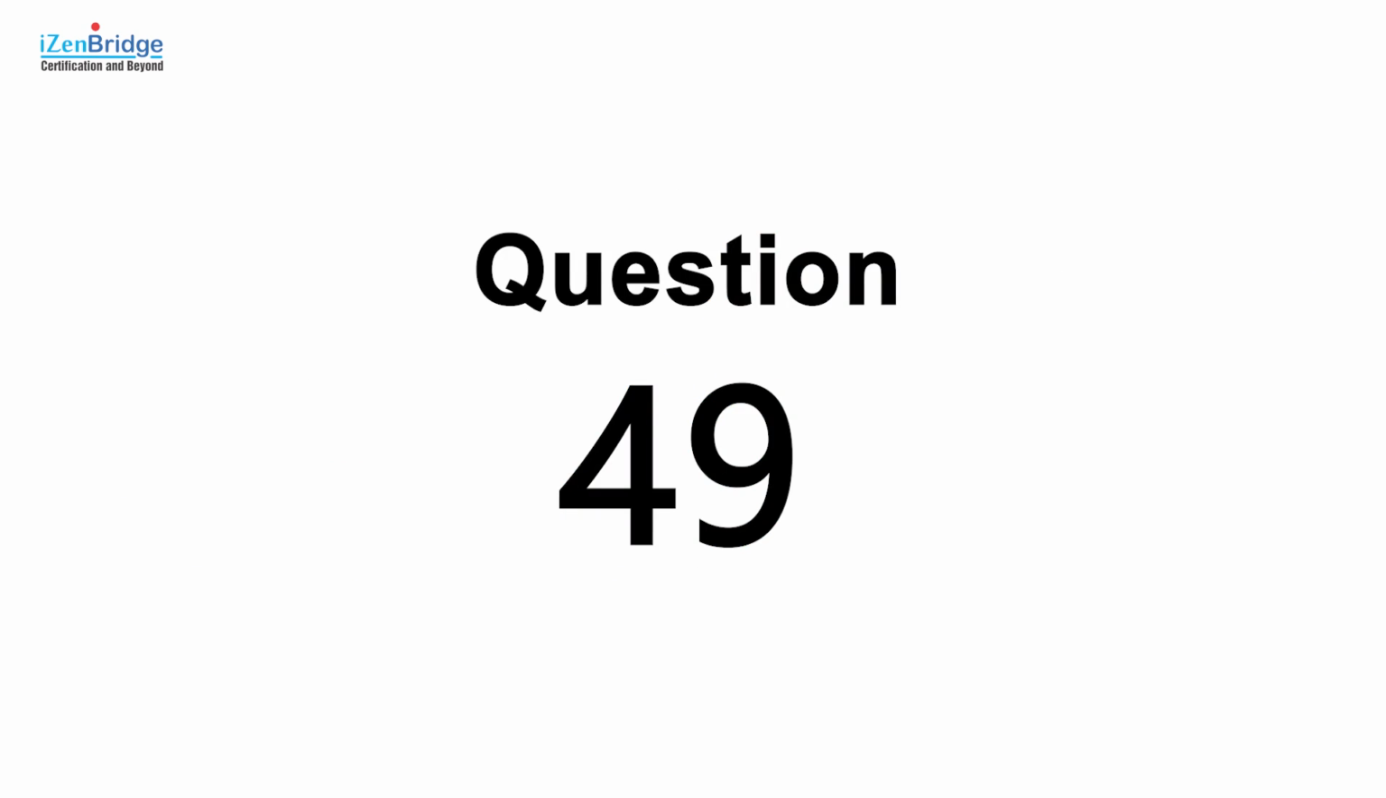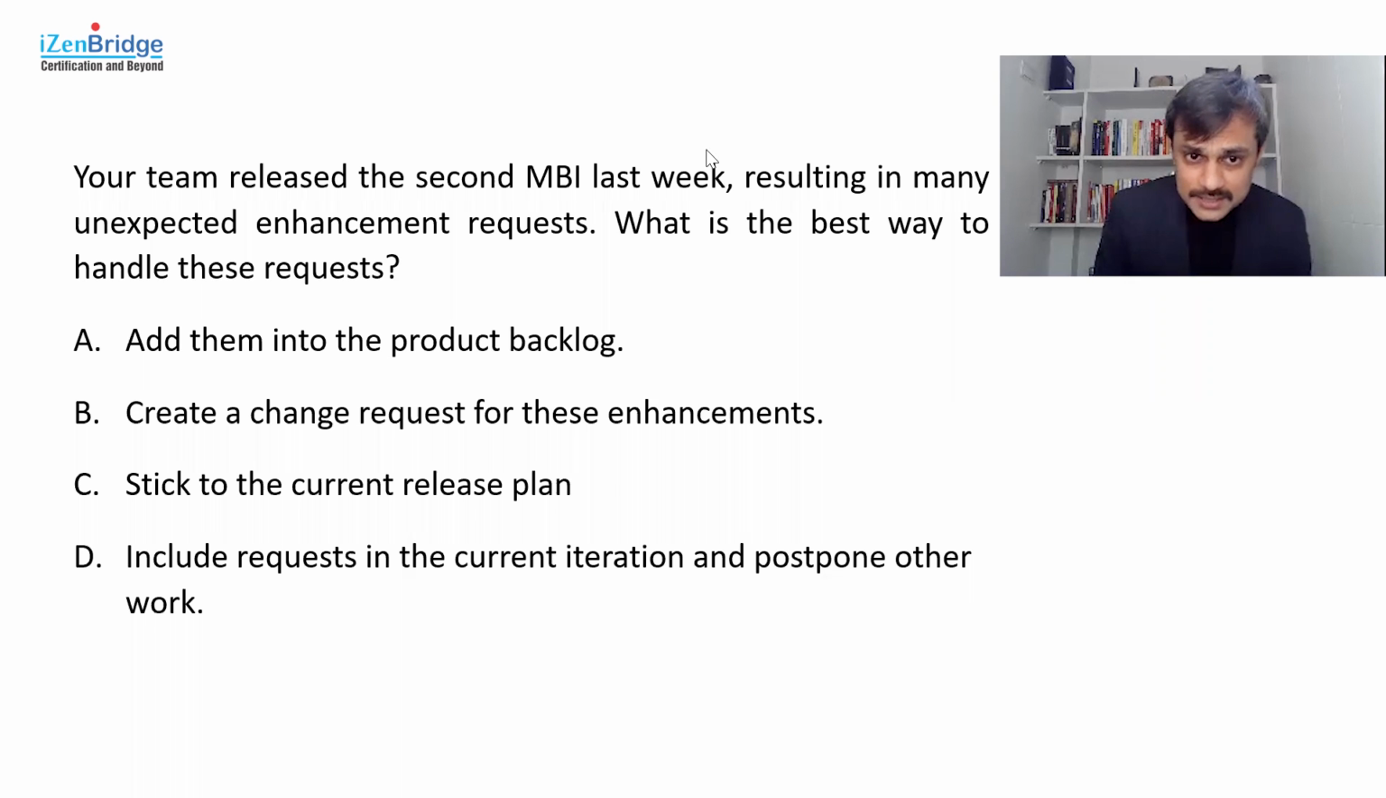Question 49. Your team released the second MBI last week. Okay, so one MBI was before, and last week you released the second minimum business increment, resulting in many unexpected enhancement requests. What is the best way to handle these requests? Okay, you release something, you never thought that this many enhancement requests would come in, and you start seeing them pouring in, and you need to do something about it.